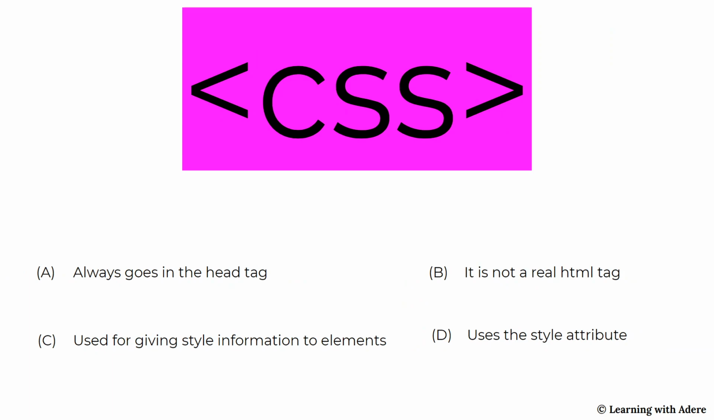We have angle brackets with CSS, or basically a tag. So yeah, this is the CSS tag, I guess you can call it. Option A is that the CSS tag always goes in the head tag. Option B is that this CSS tag is actually not even a real HTML tag. Option C is that the CSS tag is used for giving style information to elements. And option D is that the CSS tag uses the style attribute.